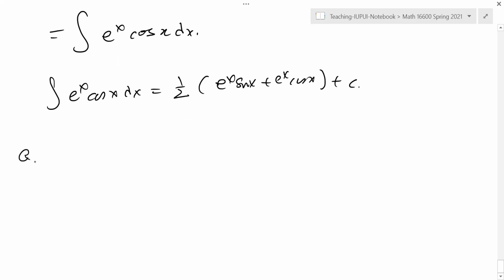So let's take a look at the next problem. It's the integral of sine x times 1 plus cosine squared x dx. All right. I'll give you a few seconds to think about the best way to solve the problem.